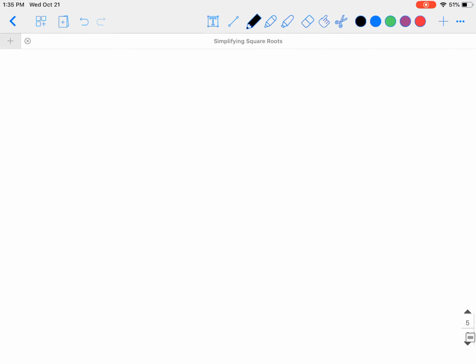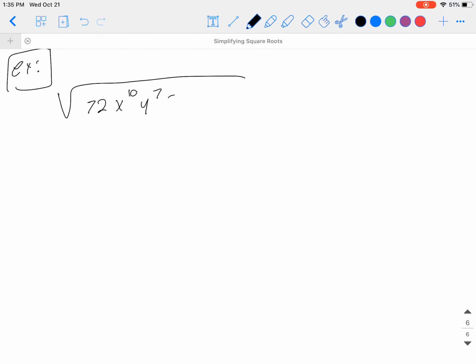Alright, so we'll work on one more quick example today of multiplication. So let's take the square root of 72 x to the 10th y to the 7th z squared. So again, let's use the product rule to have each term on its own.